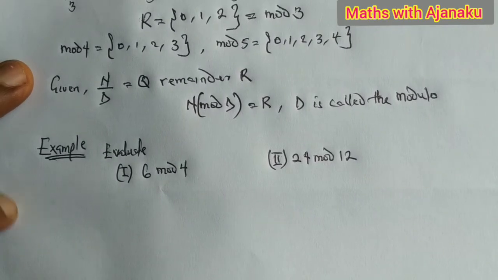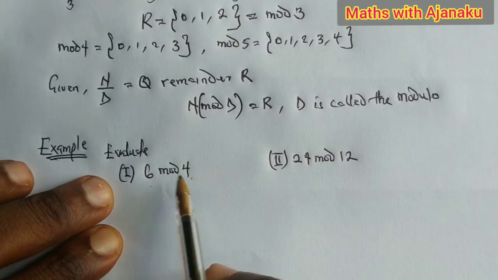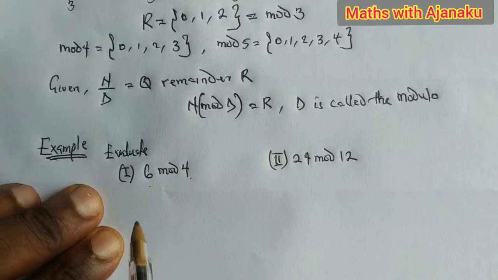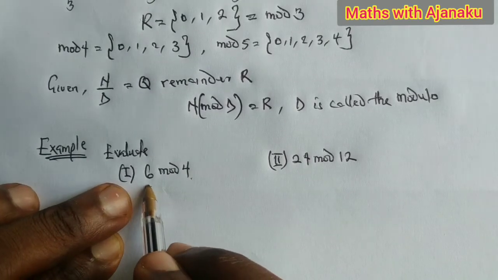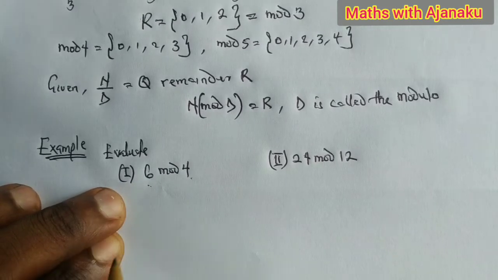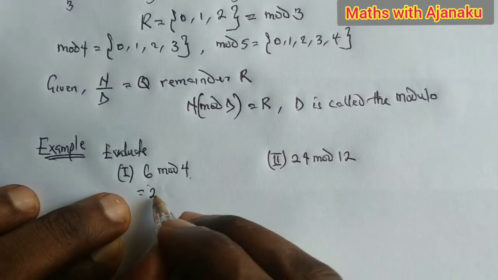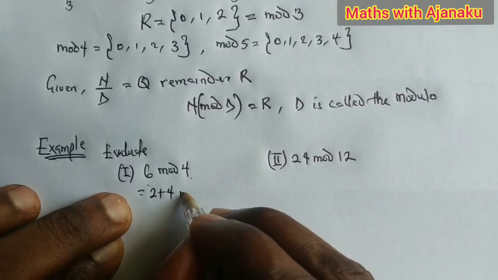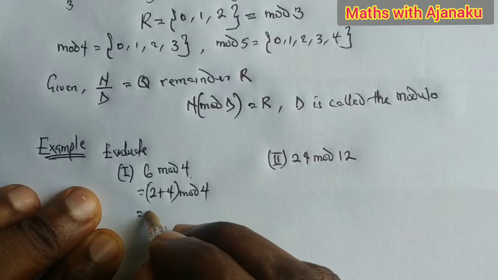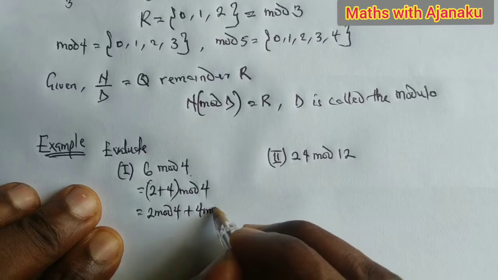To solve this question, 6 modulo 4. We know that 6 is not a value in modulo 4. Of course, the values in modulo 4 are 0, 1, 2, 3. So the first thing you have to do is reduce this value to a value in modulo 4. How do we go about it? We have to extract the maximum 4 we can get from 6. So this becomes 2 plus 4 modulo 4. So this now can be rewritten as 2 modulo 4 plus 4 modulo 4.